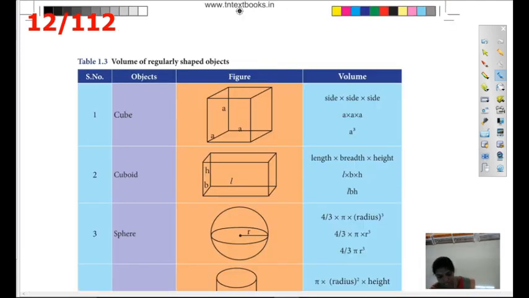So far, we have seen what measurement is and the ways to find the area of a square, rectangle, etc. And in this class, we have seen how to measure the area of an irregular object, and we have seen what a liter is.